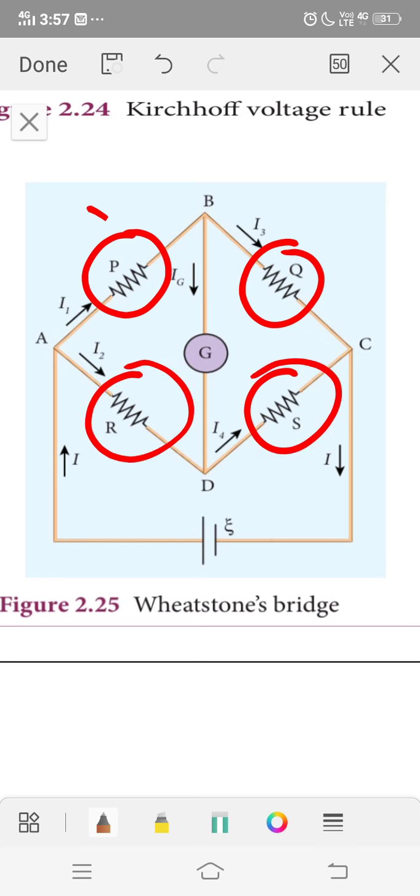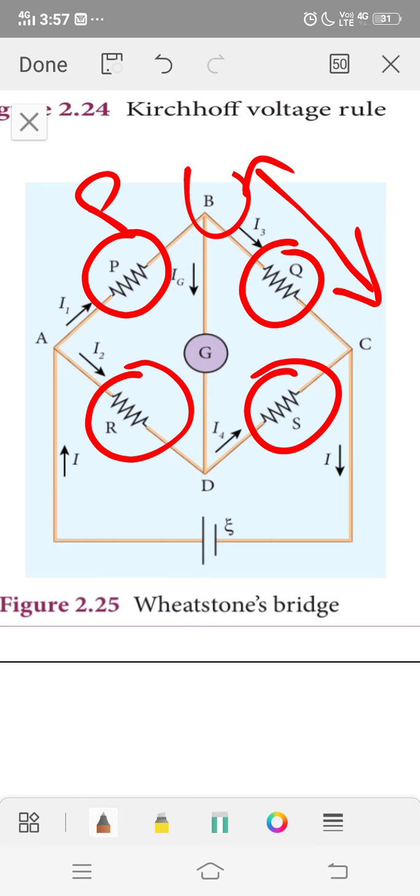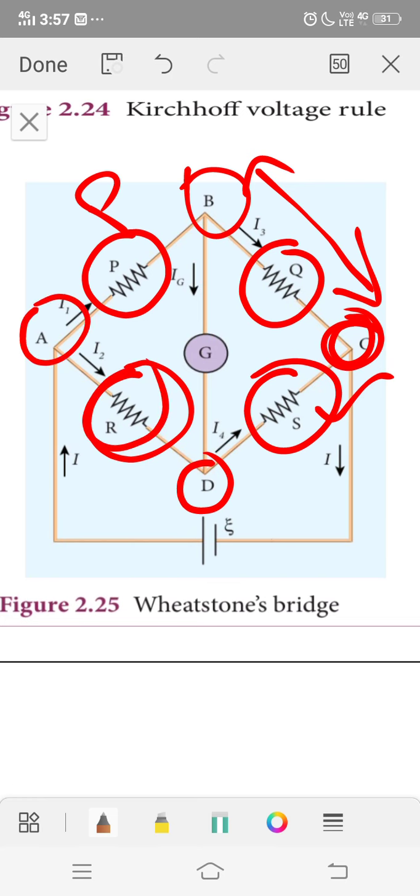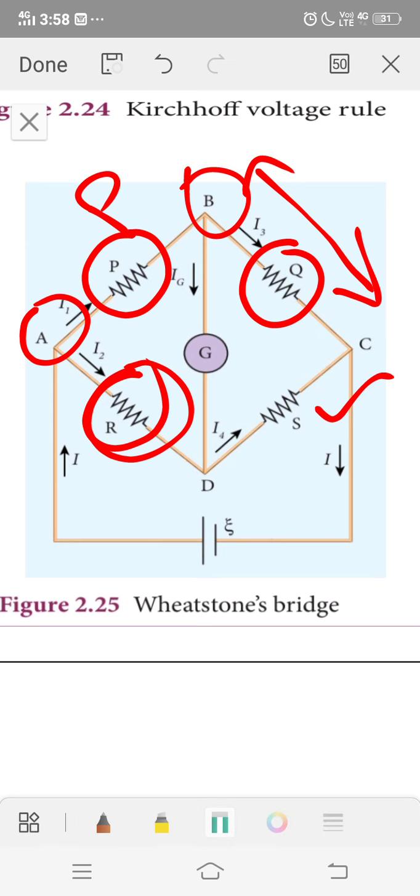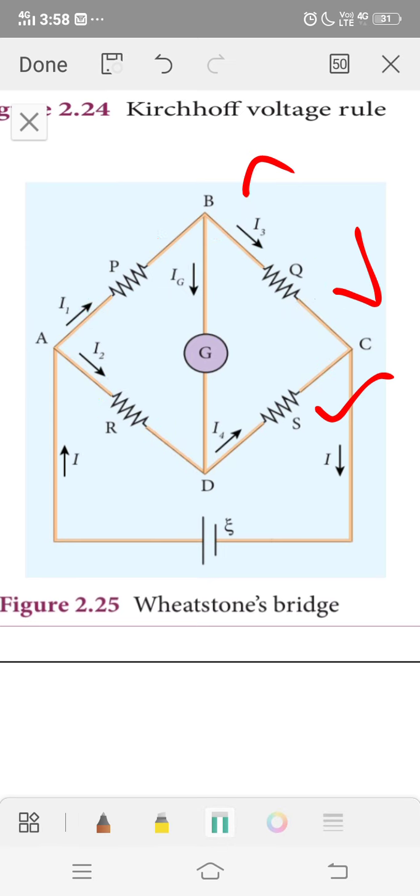The resistor P is connected across the points A and B. In the same way, the resistor Q is connected across the points B and C. The resistor S is connected across the points C and D, and the resistor R is connected across the points A and D. And one more thing we connected across the points B and D, that is a galvanometer.